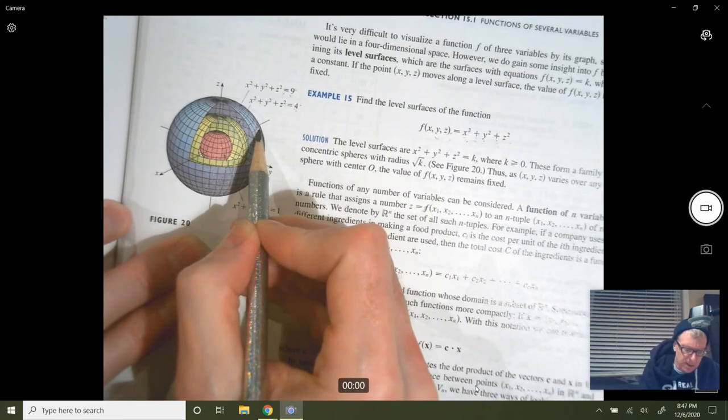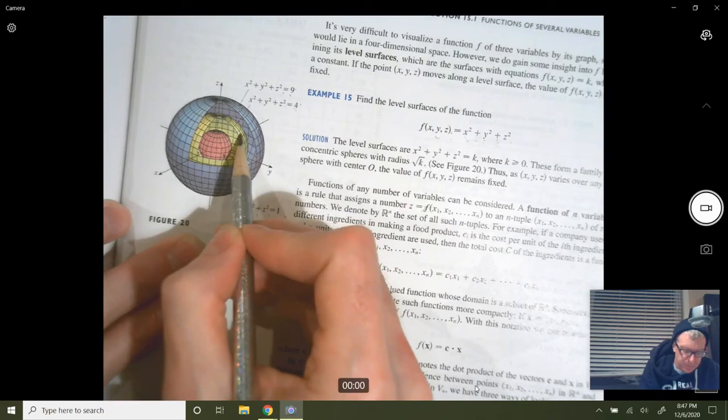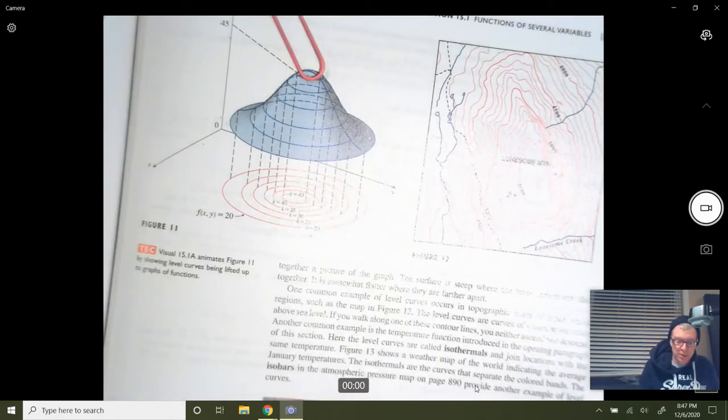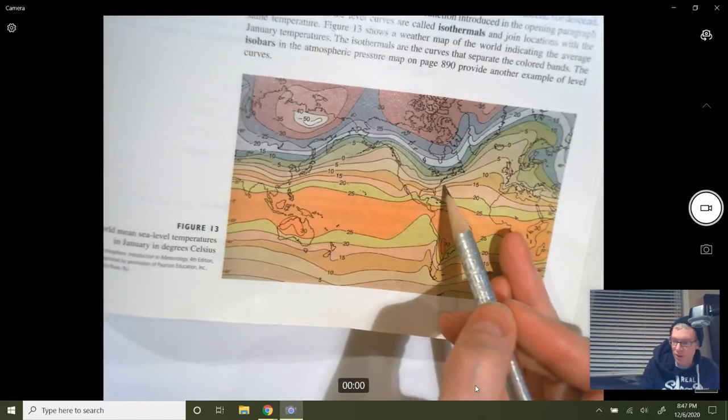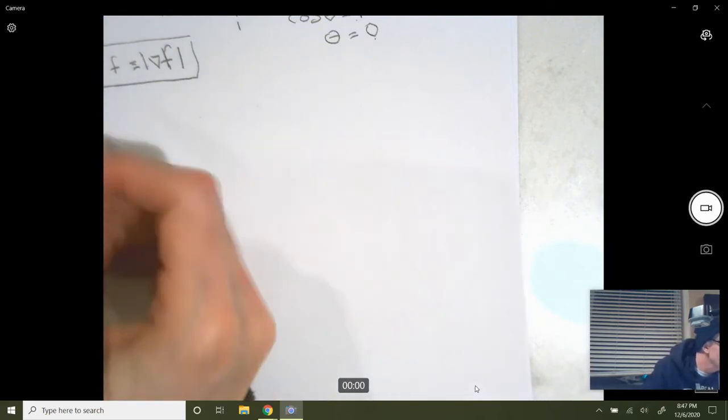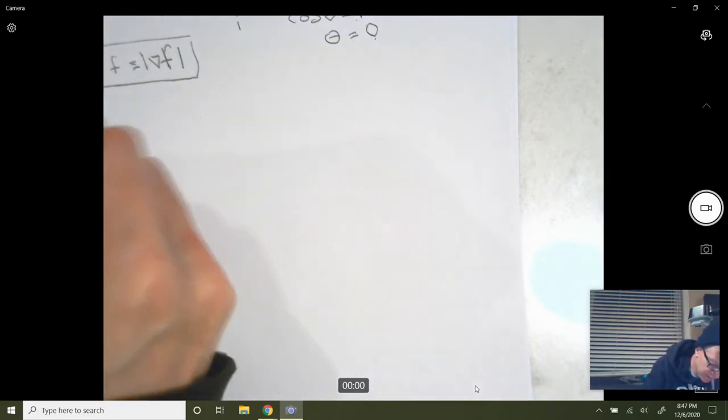So your gradient is perpendicular to your level surfaces. Your gradient would also be perpendicular to any level curves. Okay, so let's look at an example. Example 5.